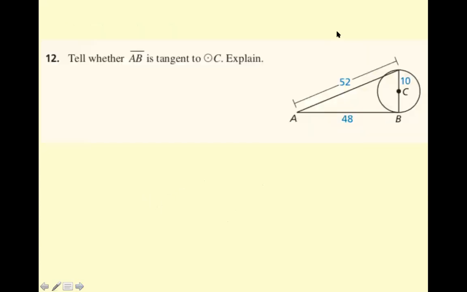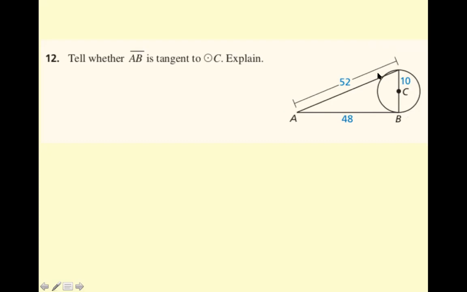All right, in our next review question, this time we're asked to tell whether or not segment AB is tangent to the circle. So in order for AB to be tangent, it would have to be perpendicular to the circle at the point of tangency. So that would mean that this segment right here would have to be meeting segment AB at a right angle. So what I'm really looking to see is, is this a right triangle? In order to tell whether it's a right triangle, I'm going to use the Pythagorean theorem. So I know one side is 48.